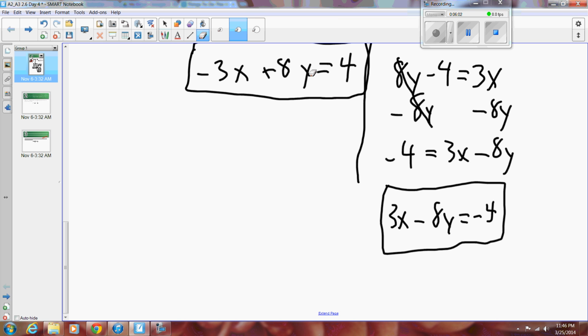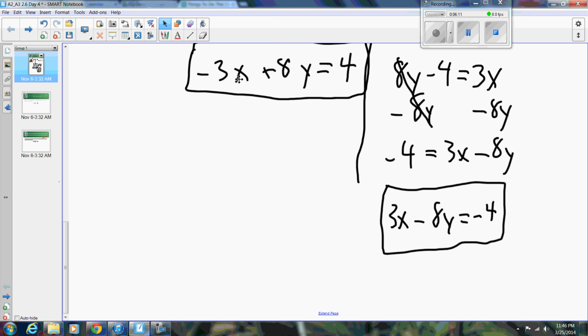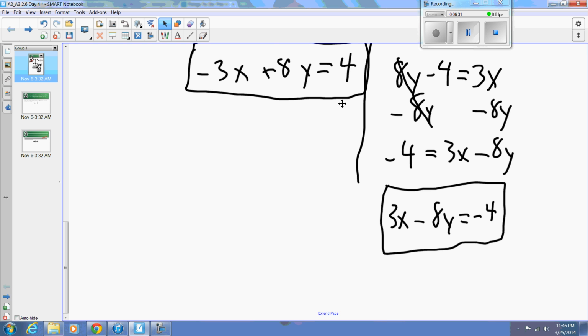3x minus 8y is equal to negative 4. So this one on the right over here. Or negative 3x plus 8y is equal to 4. Both are acceptable forms of standard form as long as the A and B terms are not both negative. So as long as one or the other can be negative, in this one, obviously, the 3x is negative, and this one, the 8y is negative, then you can have a sign switch on both of these, and you can perform either way.